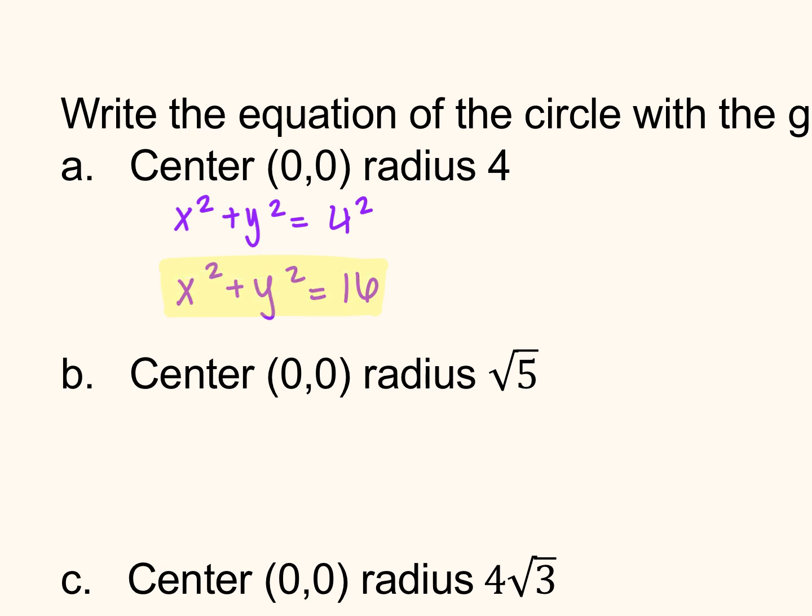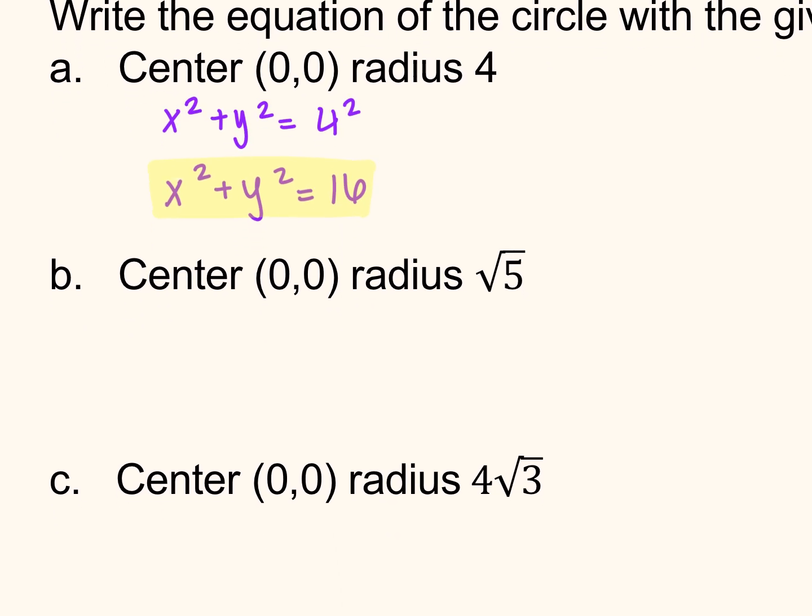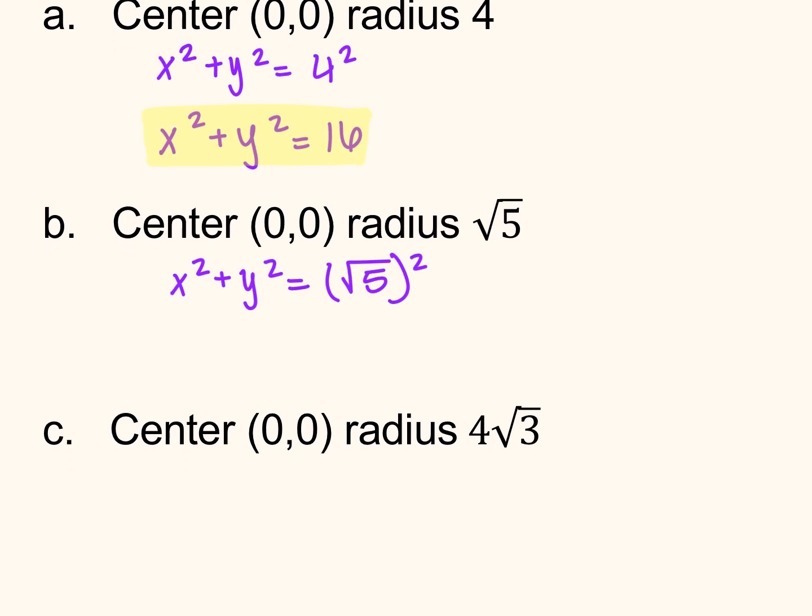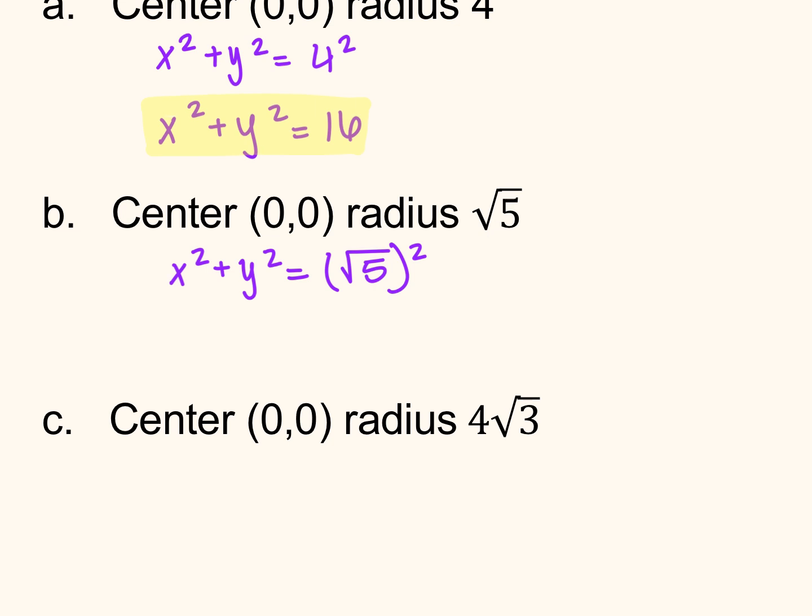All right, looking at the next one, same thing. Center's at 0, 0, so it's x squared plus y squared equals the square root of 5 squared. When I'm square rooting something and squaring it, what happens? Good, they cancel each other out. So I'm eventually going to have x squared plus y squared equals 5 as a whole. And that would be my answer for this one.